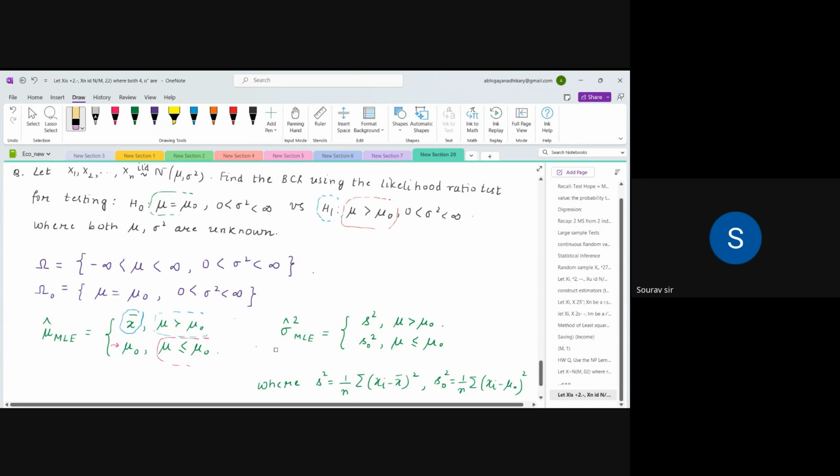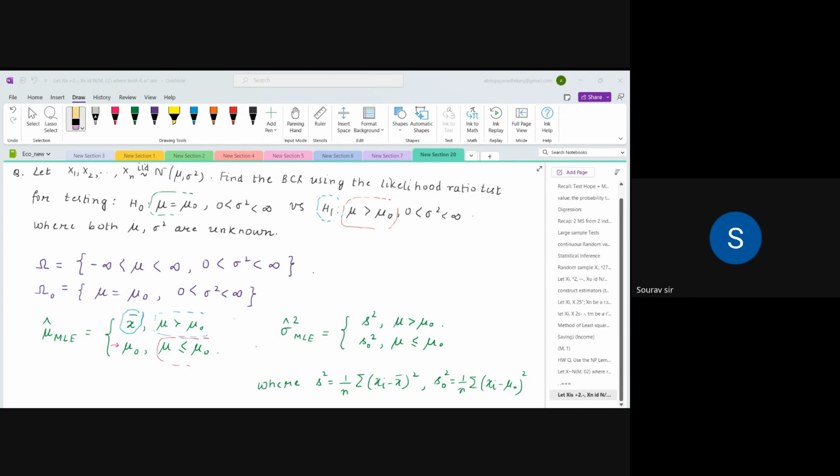Okay, so I'm just rubbing this off. Others, have you all understood? Sir, can you please explain the first line, omega equal to minus infinity less than mu less than infinity? What is omega, Dipankar? It is the overall parameter space, right? Yes sir, all possible values of mu and sigma square. So for a normal distribution, mu can take any value between minus infinity to plus infinity, and sigma square can take any value between 0 to infinity.